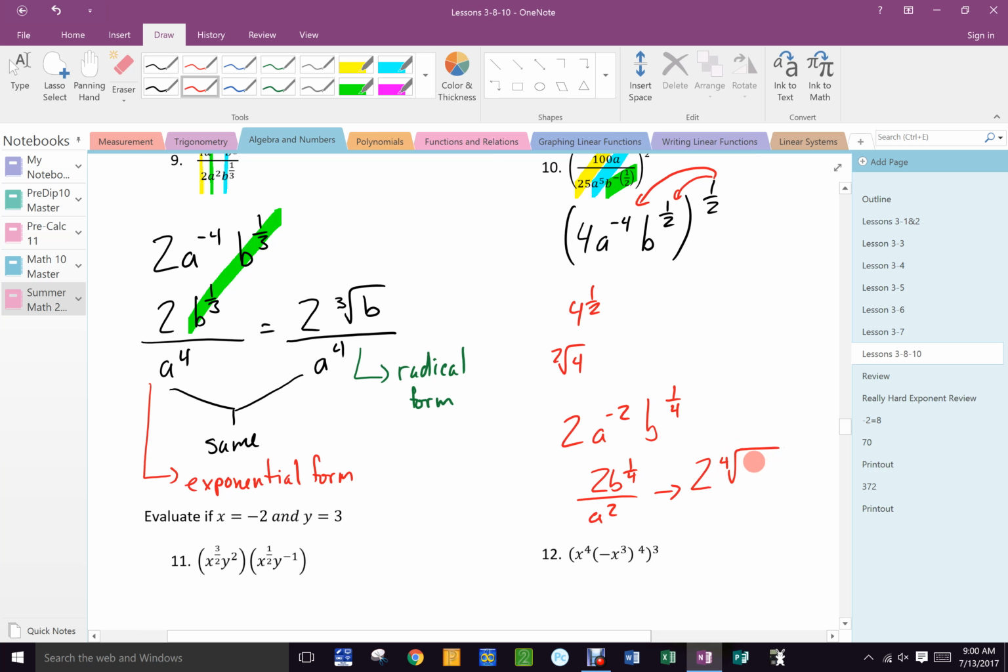4th root of B over A squared. Both of them are okay. Everybody good? Yeah. All right.